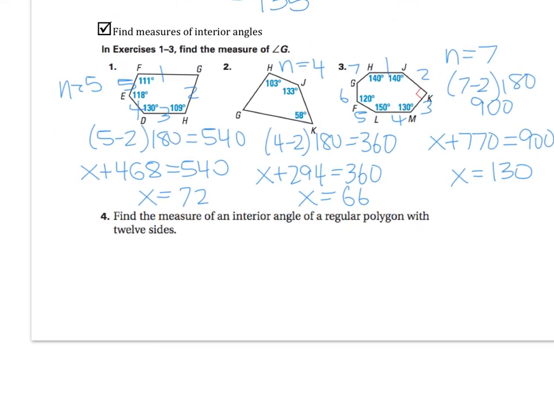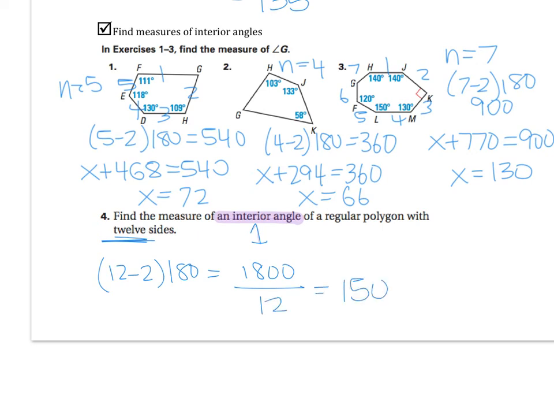And to find 1, twelve sides is going to be 12 minus 2 times 180. Okay? And then, which is 1800, I'm going to divide by how many I would have. I would have 12 interior angles.